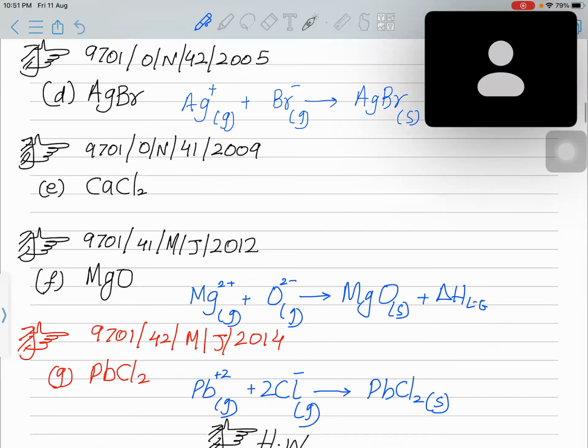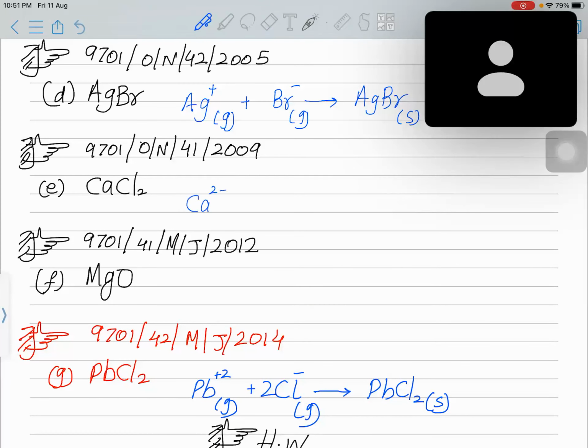Yes, Aliya, can you do 2009 October number 41? Can you tell me how to write it? Sir, Ca2+ gaseous. Very good. Gaseous cation plus 2Cl- gaseous ions gives CaCl2 solid, along with the energy.